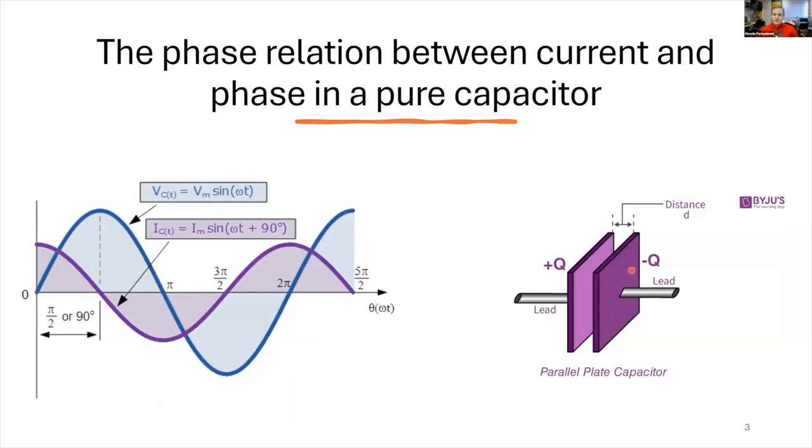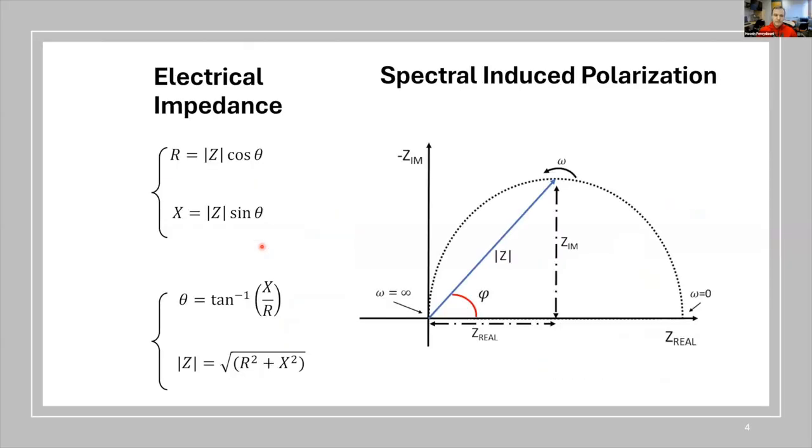Next, we go to a capacitor, like what you can see on the right. When we have a capacitor and we apply an AC electrical field on it, we can see there is some difference between the current and the voltage. We call it the phase lag. For a pure capacitor, the phase lag between the current and the voltage is around 90 degrees. So for the real world, we have some combination of resistors and capacitors.